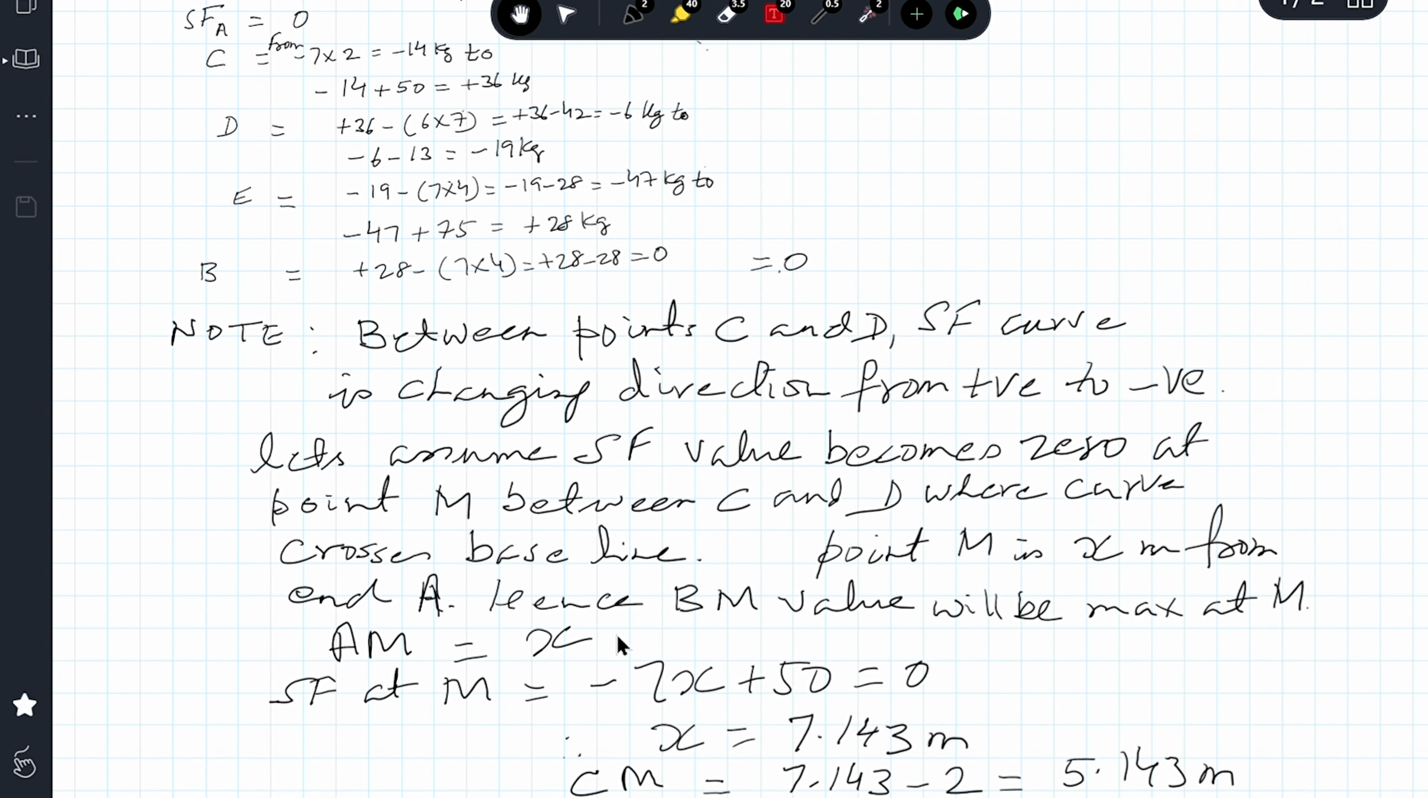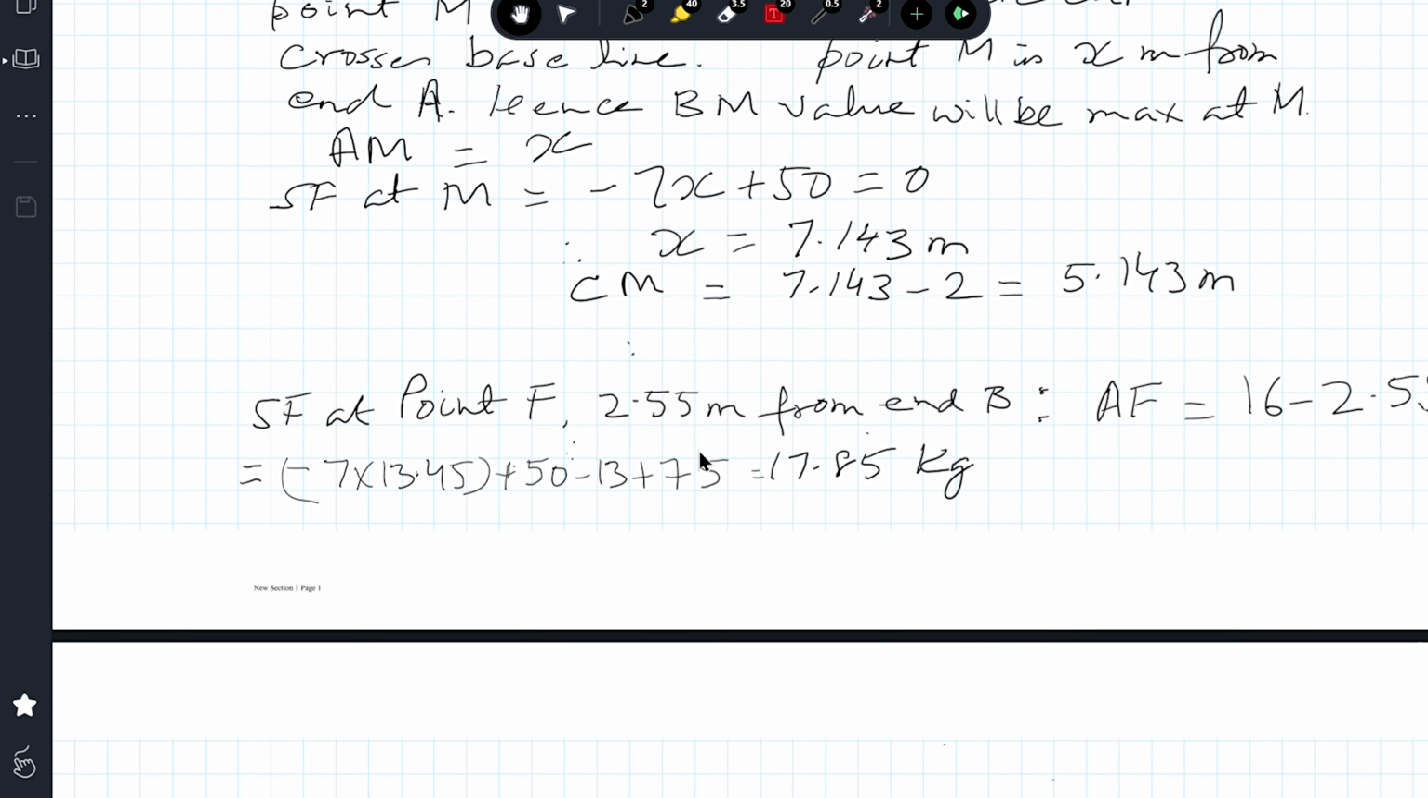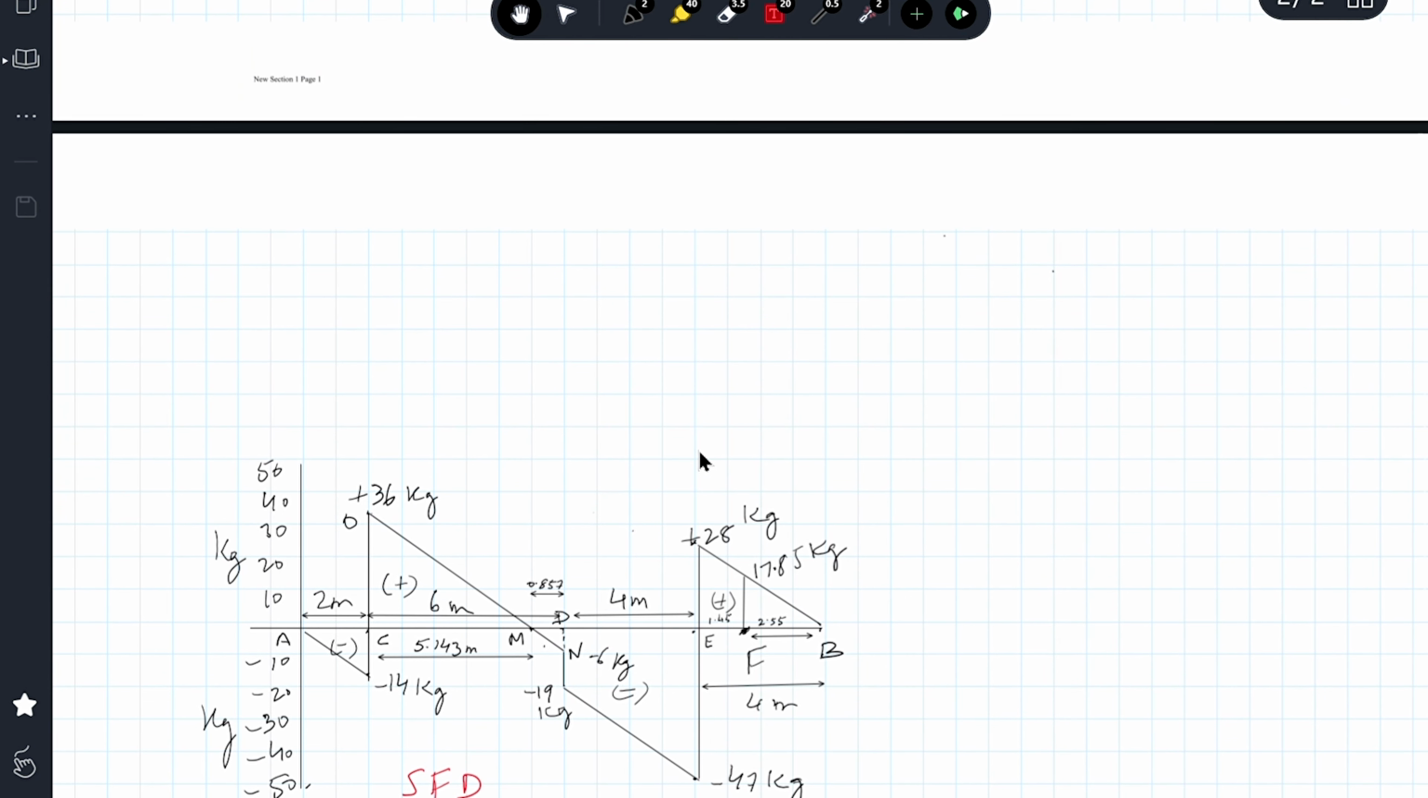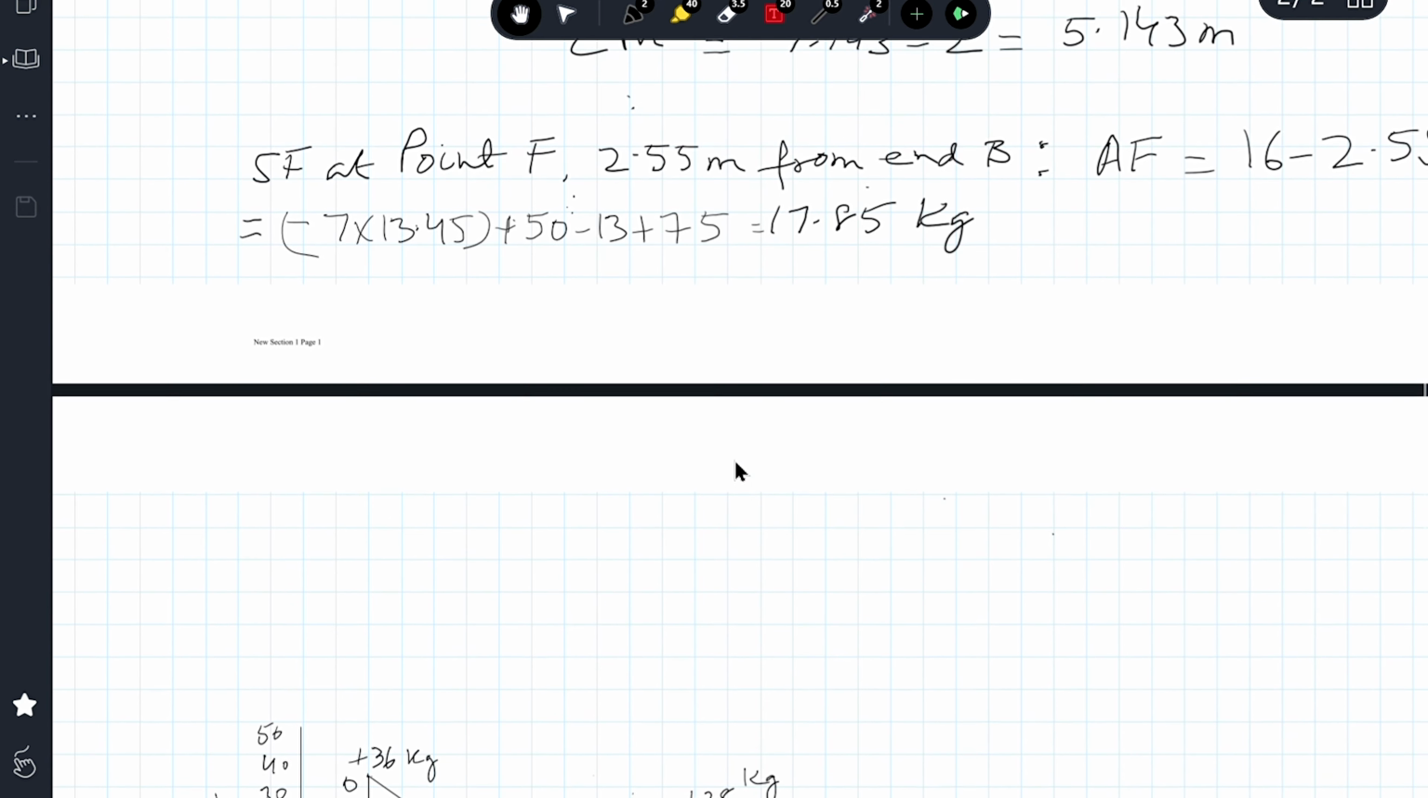So if this point M is X meters from end A of the beam, then AM will become equal to, we call this X meter, okay? From A, and this is M, this is the SF curve. The SF curve is crossing the baseline here at M, becoming zero here. So let's assume AM is X meters.